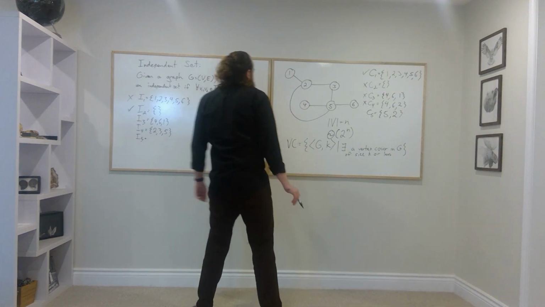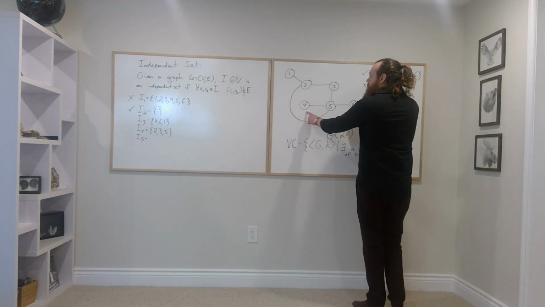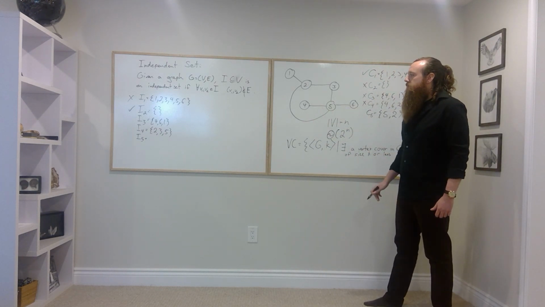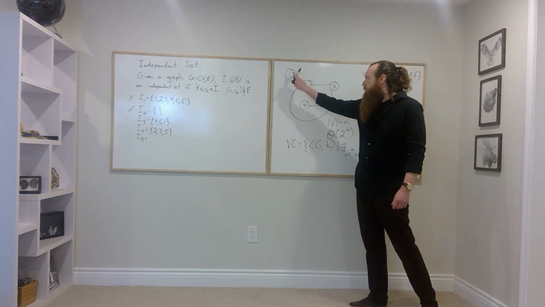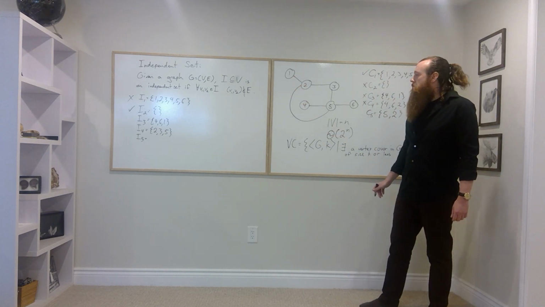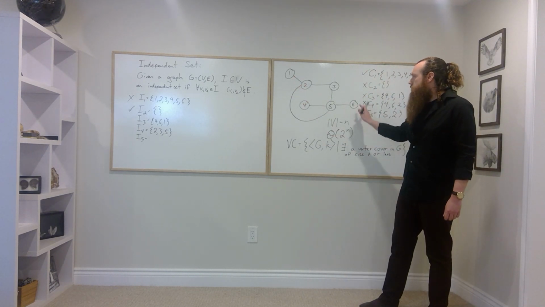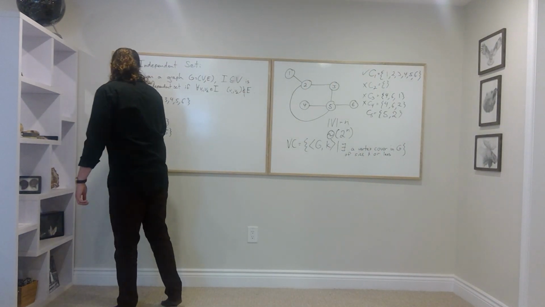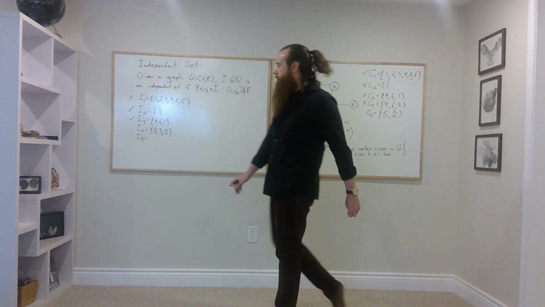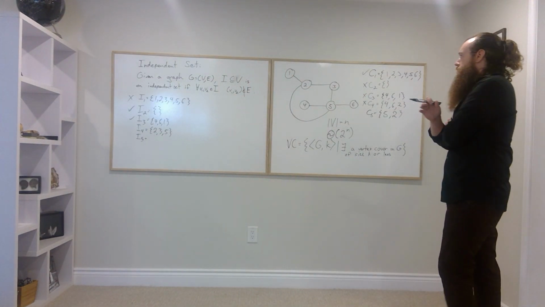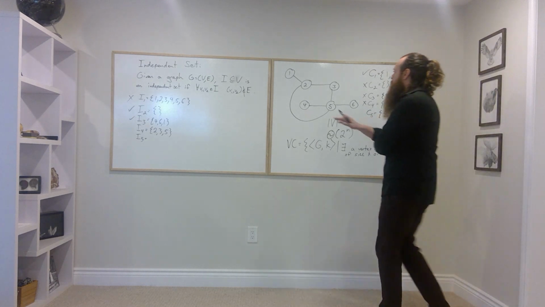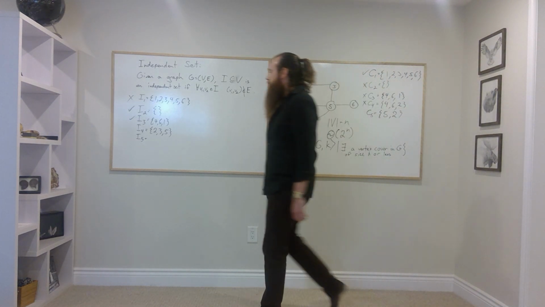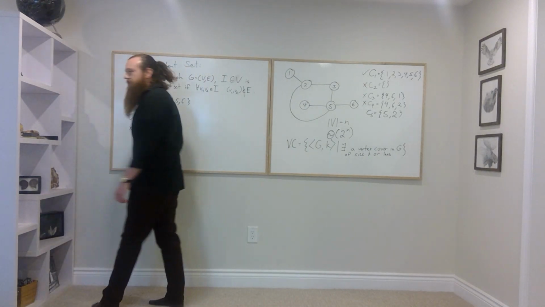I3: 4, 6, 1. Okay, so we have to check 4 and 6. Is there an edge connecting 4 and 6? Nope. That's fine. What about 4 and 1? Is there an edge connecting 4 and 1? Nope. We're in business there. 6 and 1? Nope. So that one is an independent set. What about 2, 3, 5? Is there an edge connecting 2 and 5? No. 2 and 3? Yeah. So immediately we know it's not an independent set.